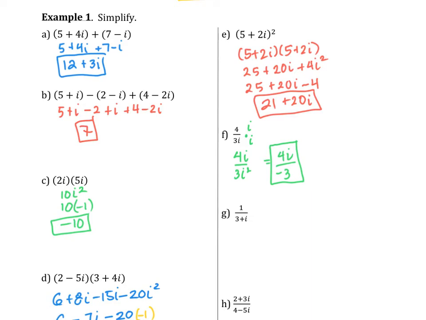If you had done it differently, some people like to multiply by -i, some people multiply by -3i. And once we simplified our fraction, we would have had an equivalent fraction.